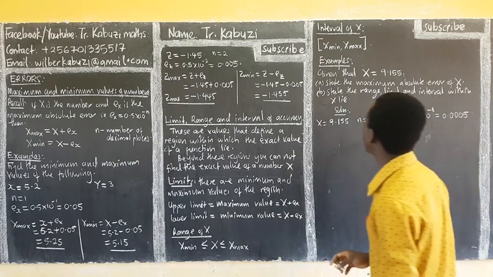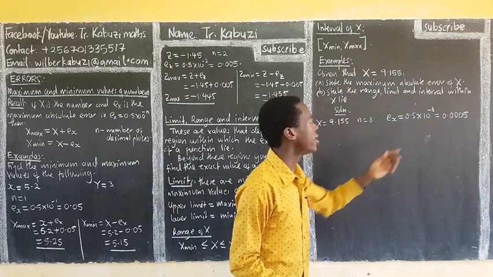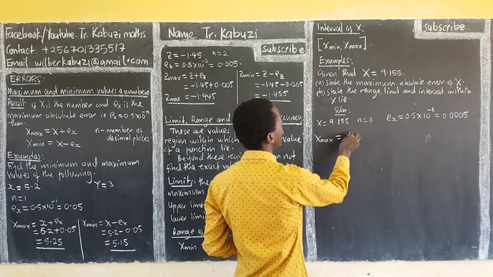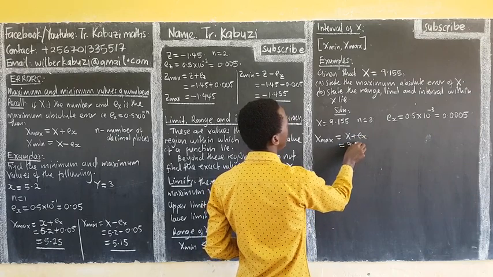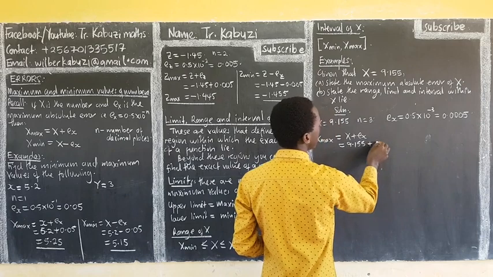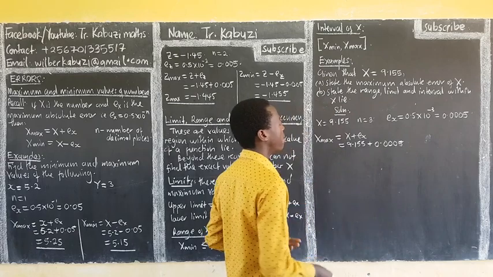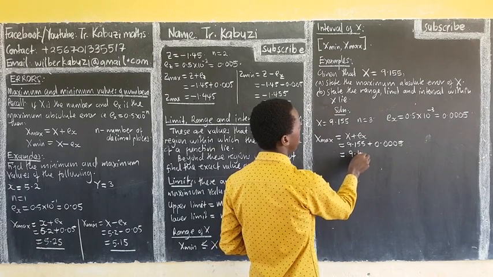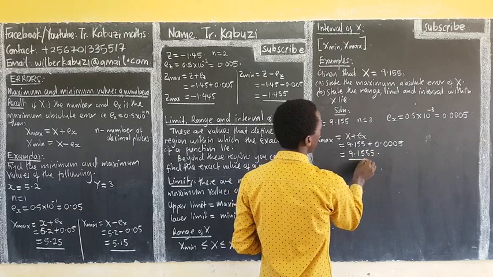And this is going to give me 0.0005. Then after doing this, in order to get the range, the limit, and so on, you need the x maximum. So my x max is the same as x plus E of x, which will give us 9.155 plus 0.0005. If you can't add this properly, don't feel shy. Pull out your calculator and press it. 9.155 plus 0.0005 gives 9.1555, that is x max.